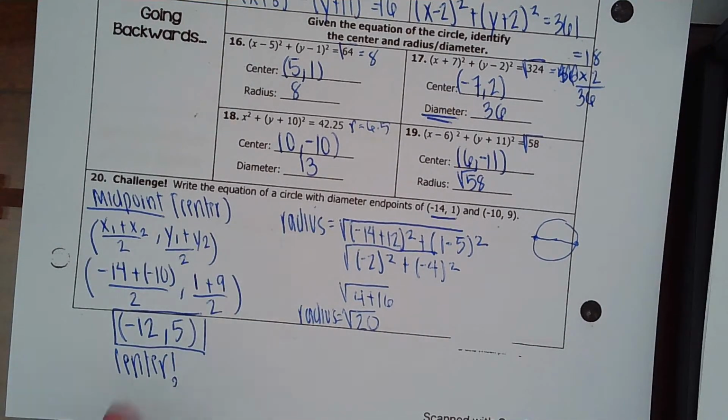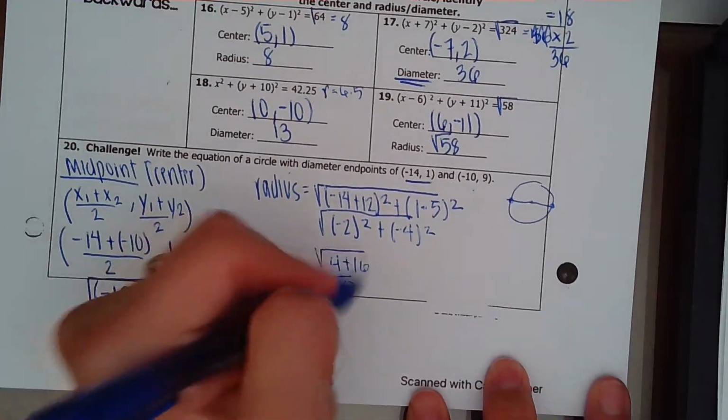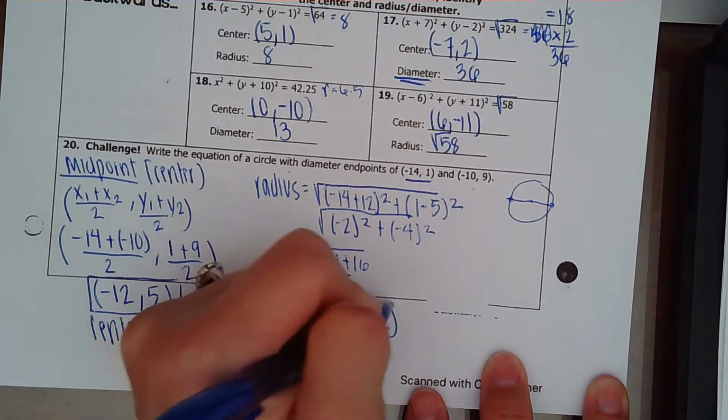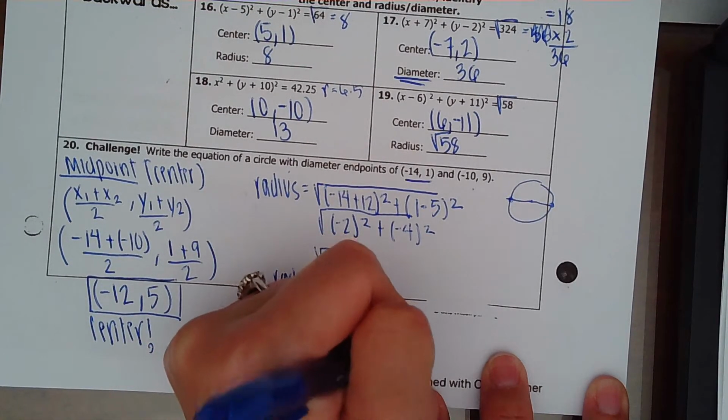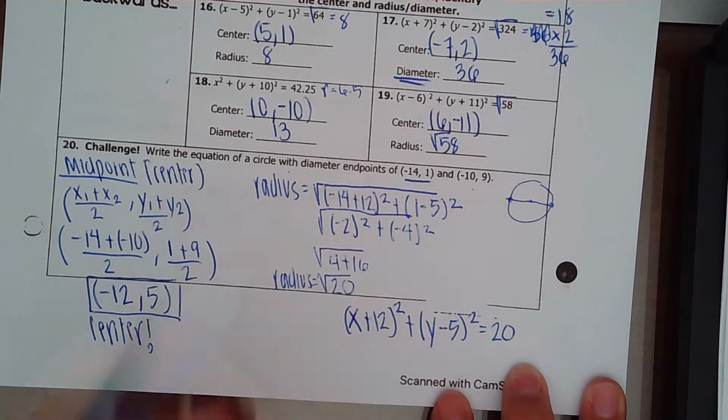So I know that my radius equals rad 20. Well, I have my center and I have my radius, so I'm going to plug that into the equation of a circle. (x plus 12) squared plus (y minus 5) squared equals 20.